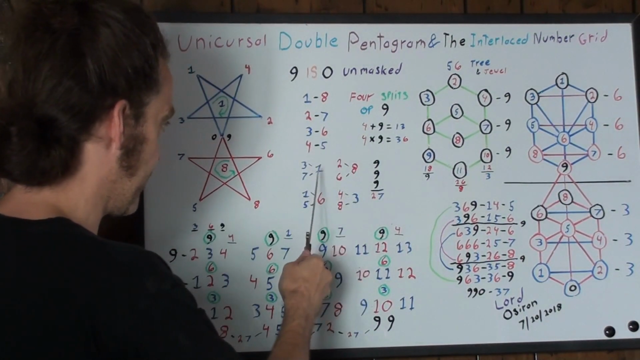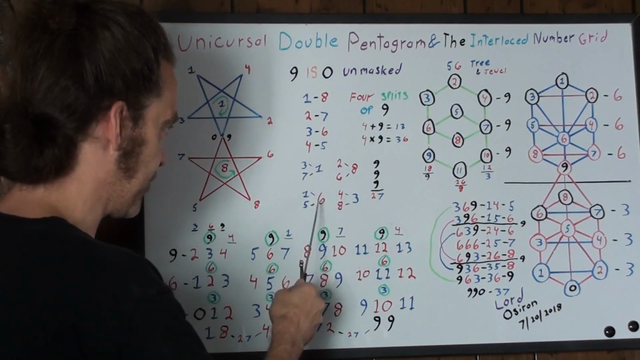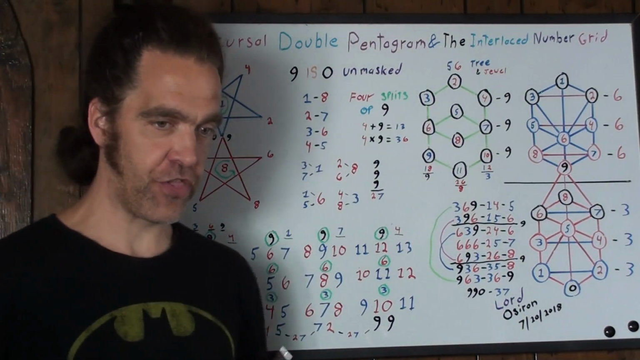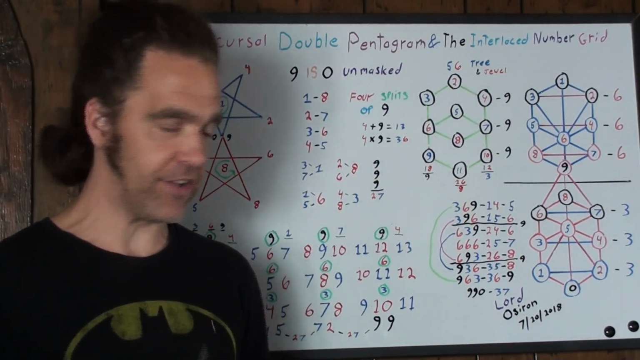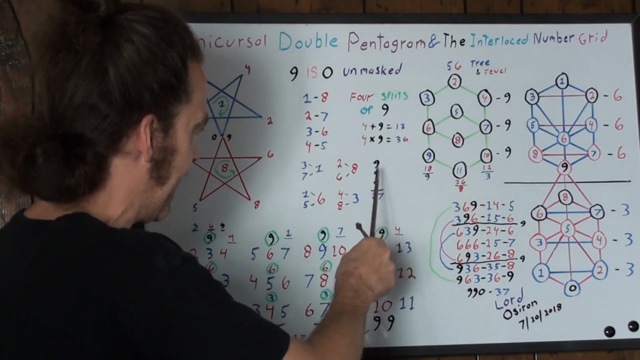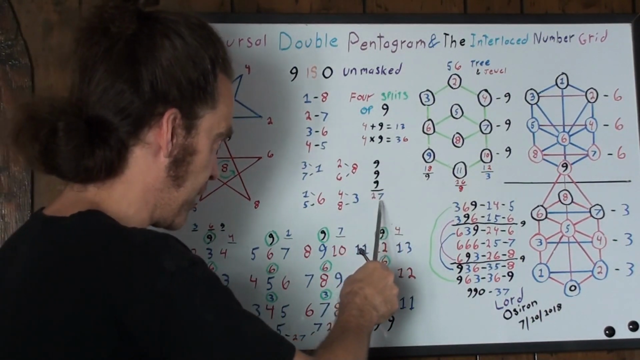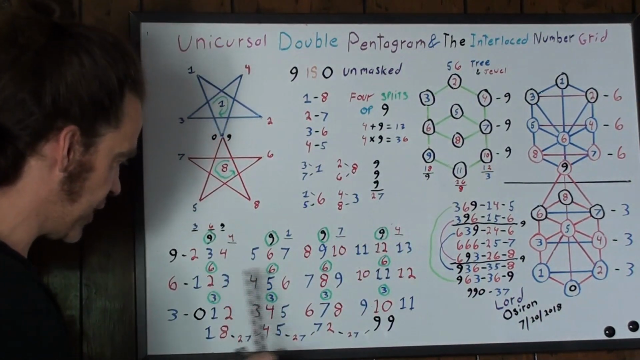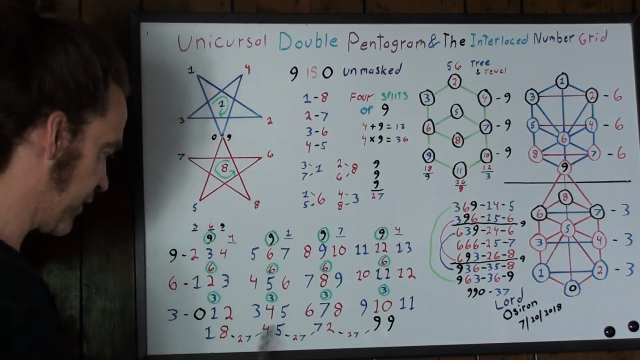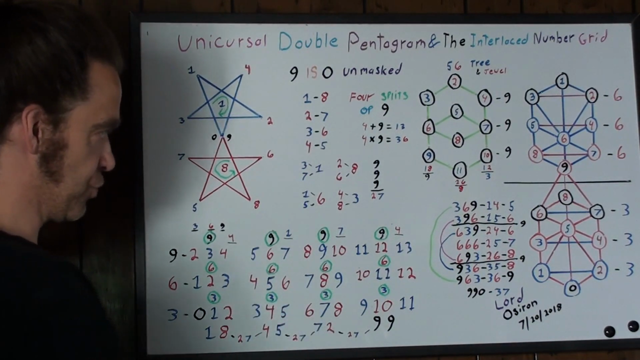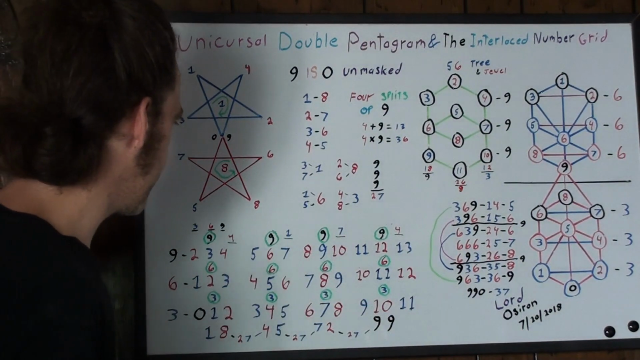Now this 8 joins to become a 9, and this 3 joins to become 6. And what you're left with is 3 9s. And 9 plus 9 plus 9 is 27, which is the separation of each of these number grids. 18 plus 45 is 27, 27, 27, which reveals this, and so on and so forth.